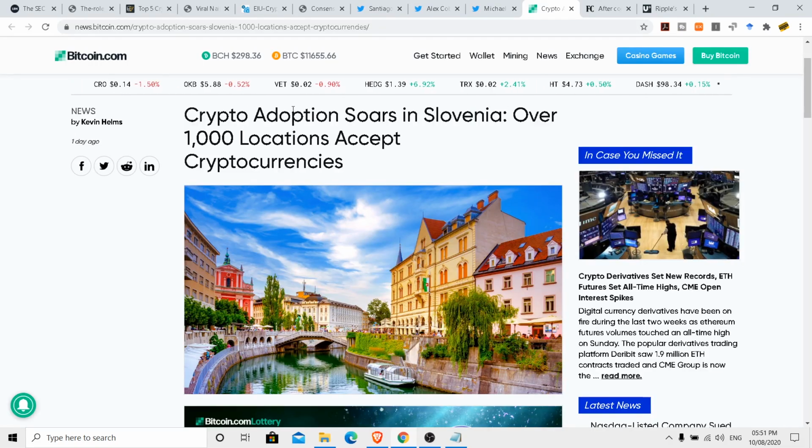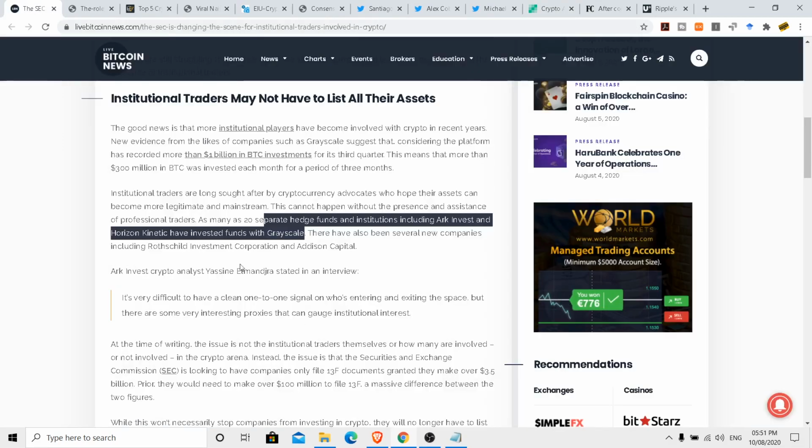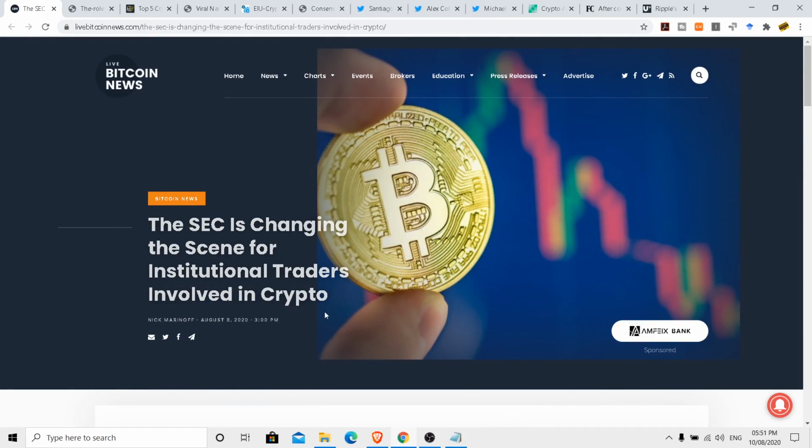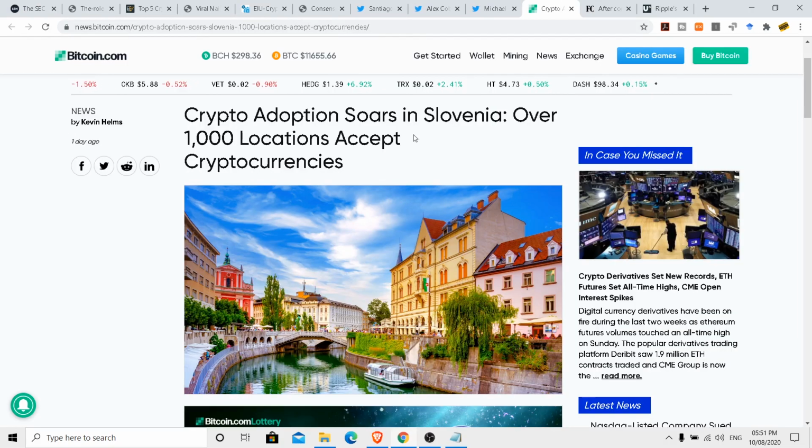Next one is crypto adoption source. Now if you look at this one at the top, yes, we can understand that institutional traders are getting involved and SEC is changing their own perspective towards that, right? And in Slovenia, we can say thousands of locations accept cryptocurrencies. This is becoming a way of payment.